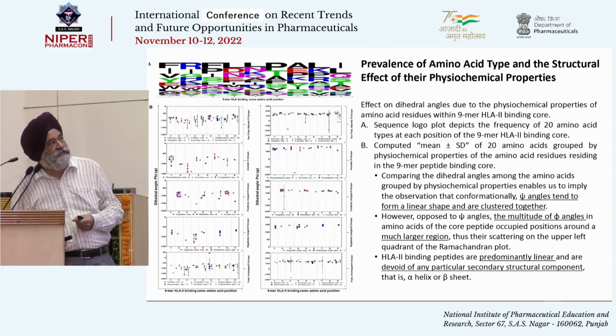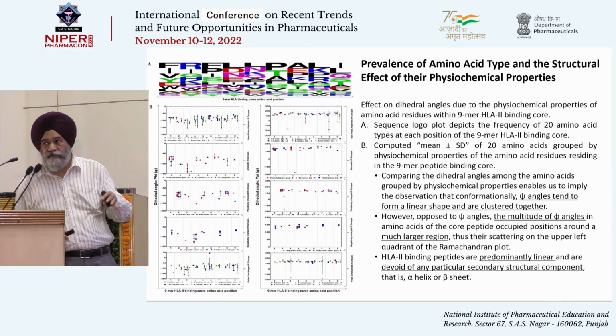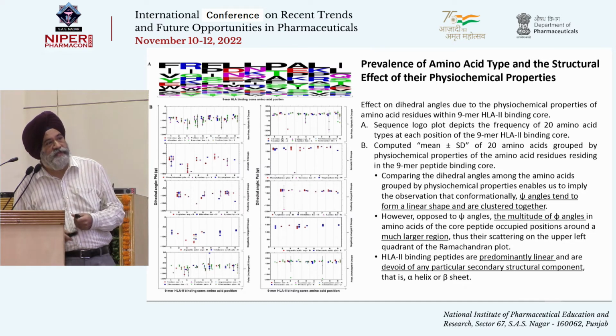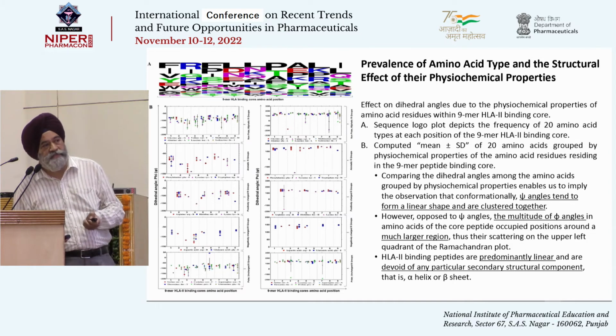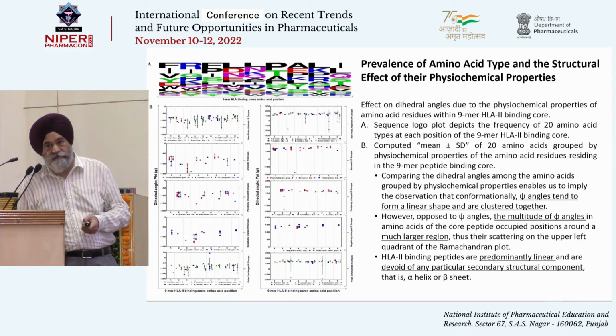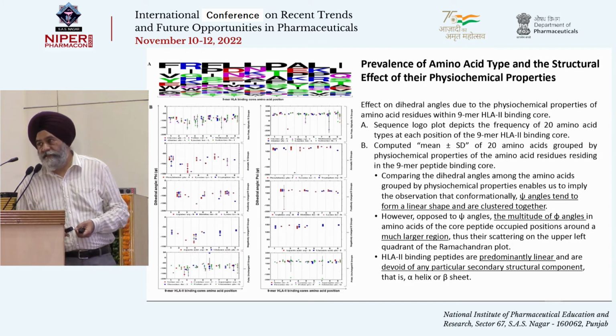This shows a much larger variability between the phi values. Even if it does not follow the rule of amino acid type or their physical chemical properties, can we do something about that? The idea was: why are the sequence-based methods failing? Why do we require a structure-based method? How can we get a linear peptide? Suppose we start with a peptide and try to get a structure using ab initio techniques, maybe molecular dynamics simulations. Can we get a linear peptide that will fit into that HLA2 molecule? We don't know the answer to that.